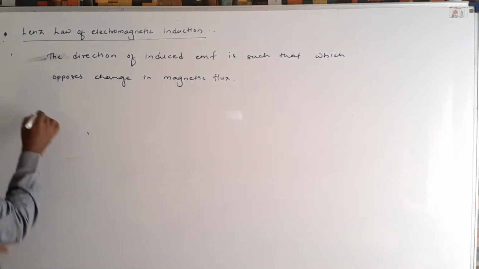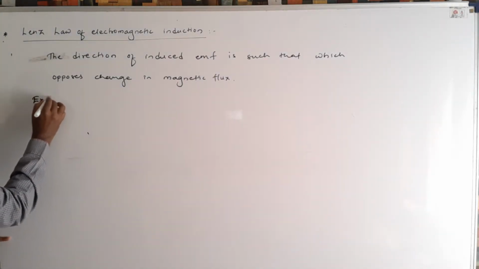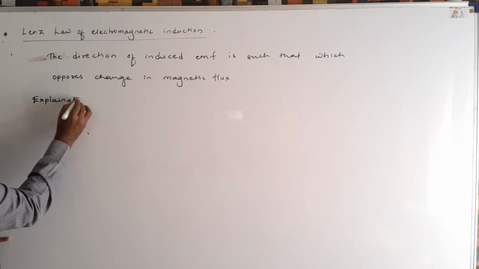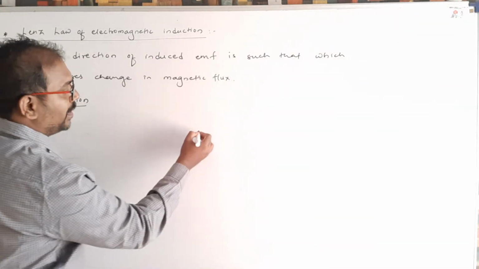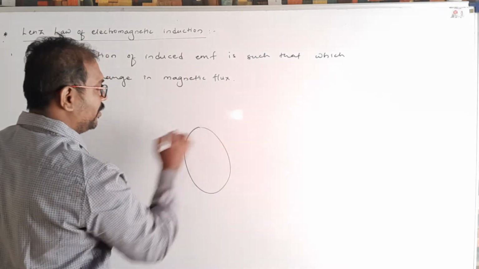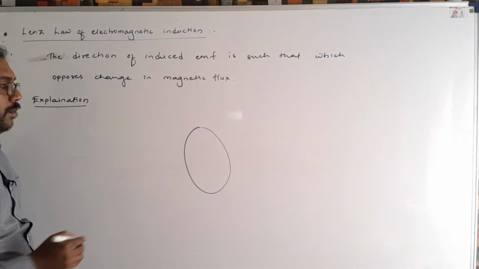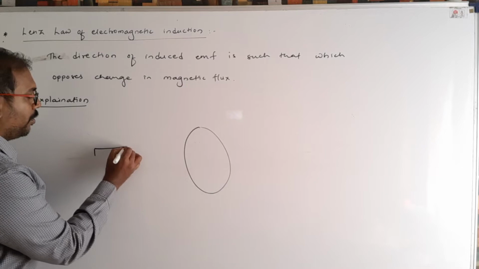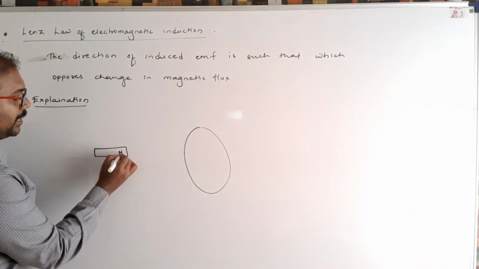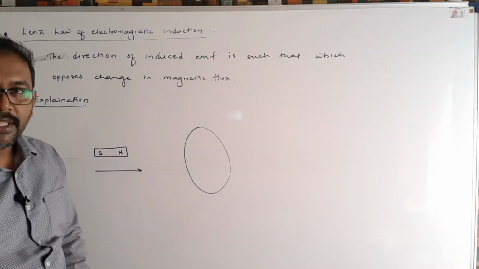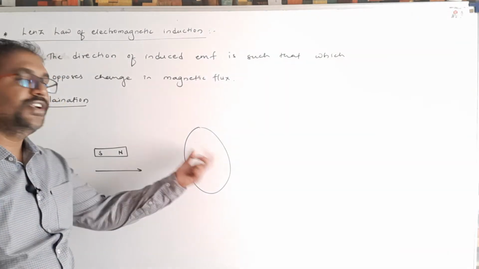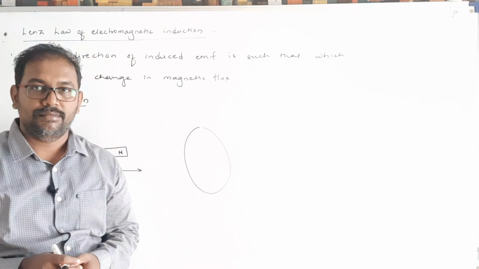Now let me explain this. So, the explanation. For that we consider a coil. I consider only one turn of the coil. So this is a coil. When we bring this bar magnet with its N pole towards this coil, what happens? The magnetic flux associated with the coil increases.